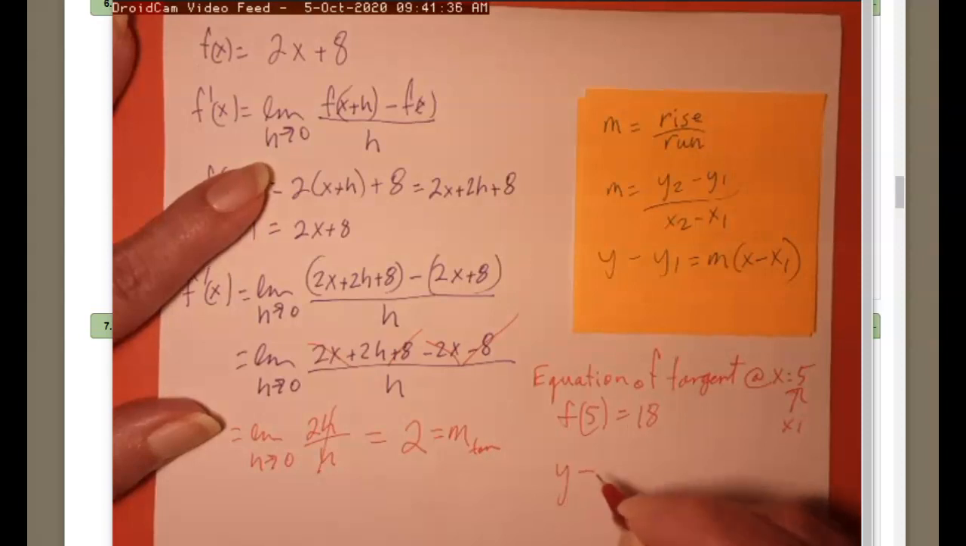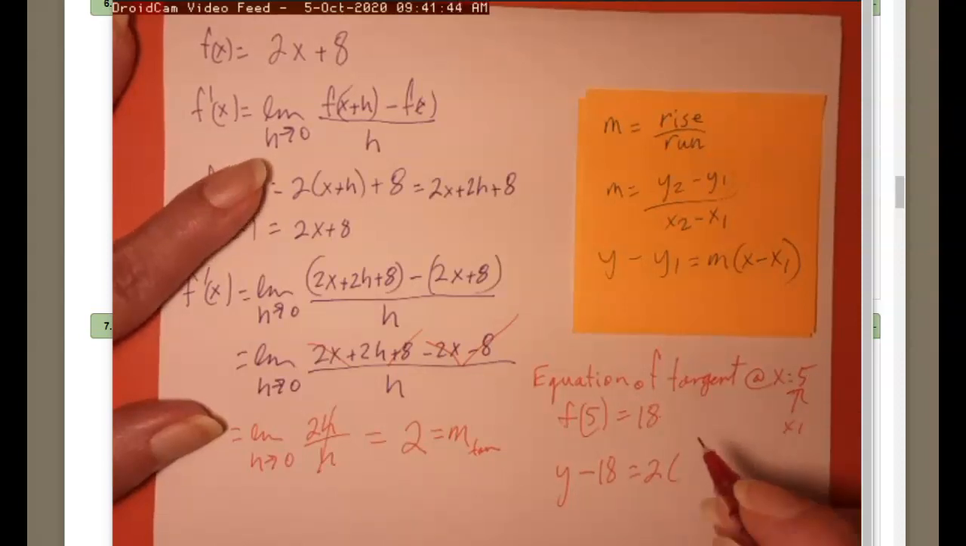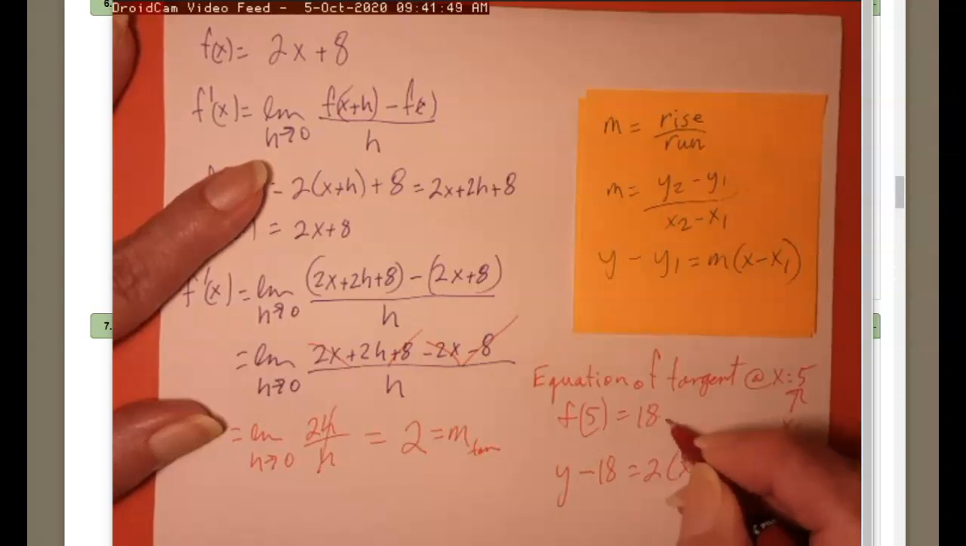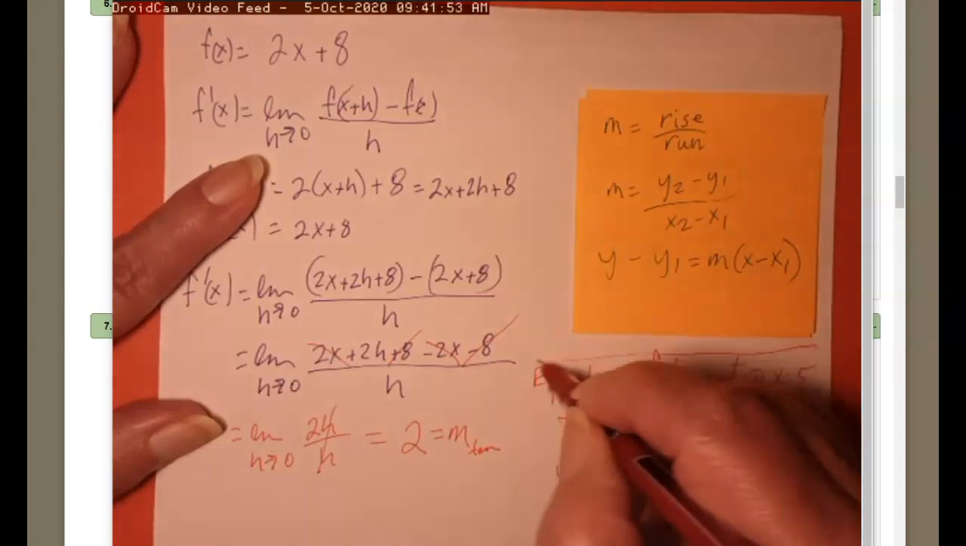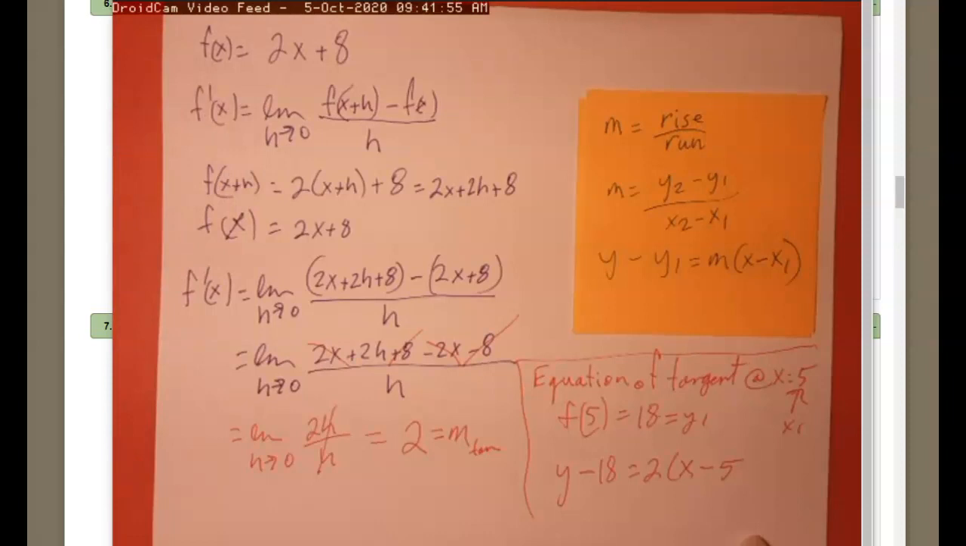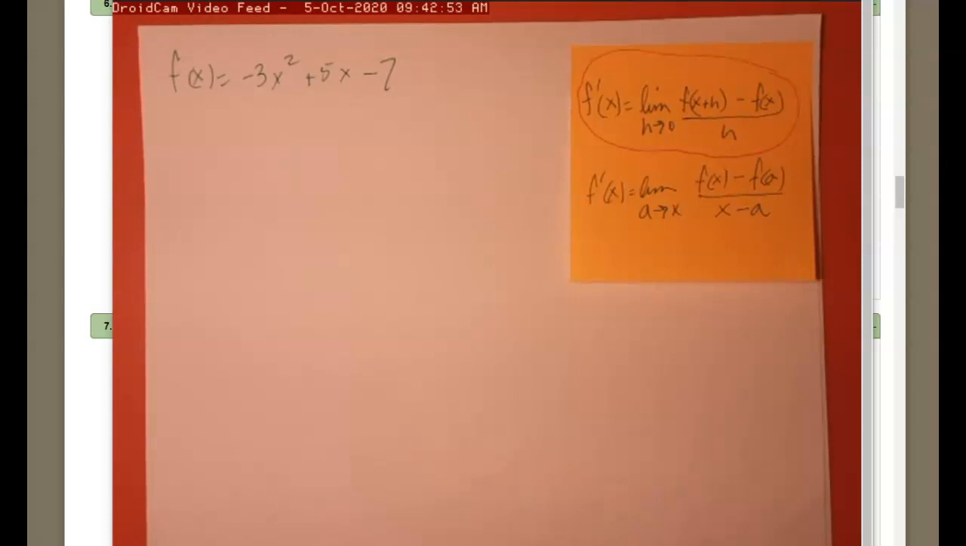So I have y minus 18 equals 2. And I do have to be careful because I just want to put numbers in here all over the place. So be careful with this. x minus 5. So this is my y1 when I get it. So this was a separate one, but not too much of a stretch. Equation of the tangent line. We'll give you one very similar to this on the test, so you're expected to be able to do it.